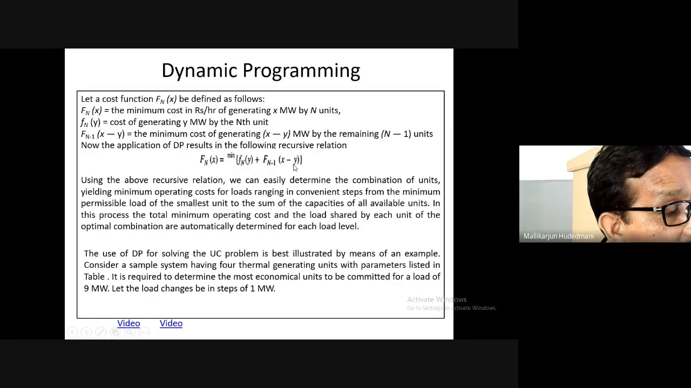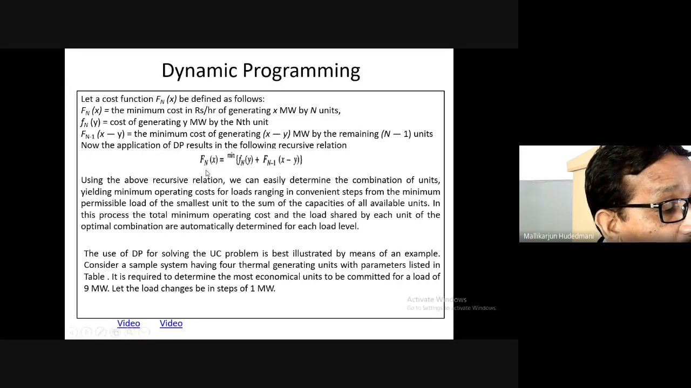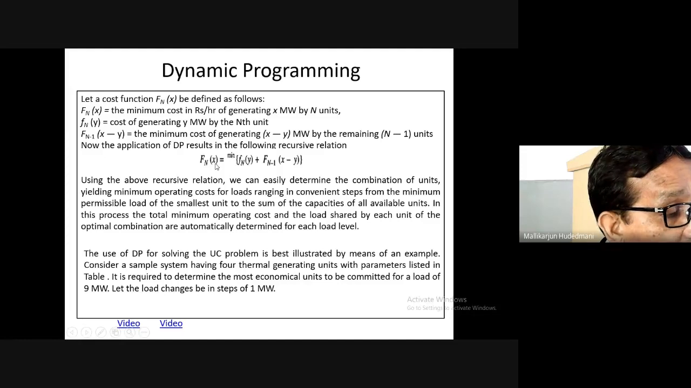One among them, I have to pick; 2 from them, 3 from them, I have to pick as per my criteria. It is written recursively. The total production cost of X megawatt from N number of generating units in a plant should be the minimum from the combinational set: the cost of production of your first decision for Y megawatt plus the expected production cost for X minus Y megawatt from the remaining N minus 1 machines.